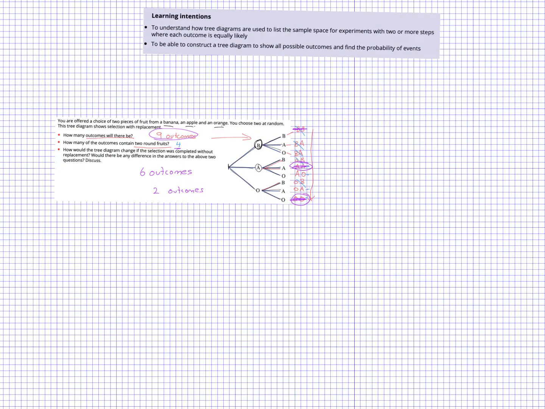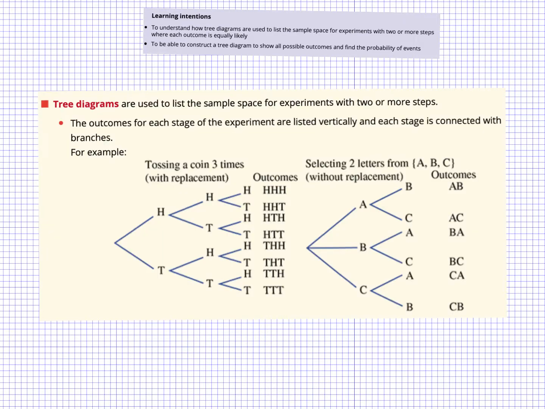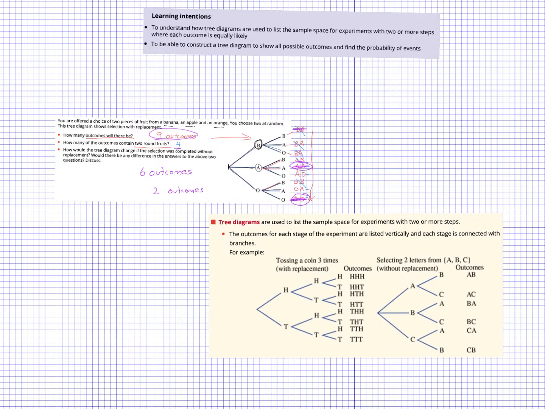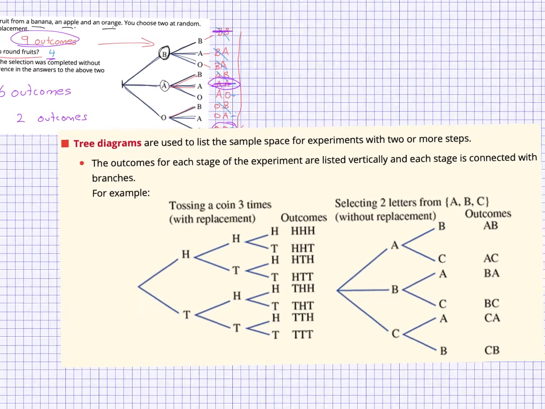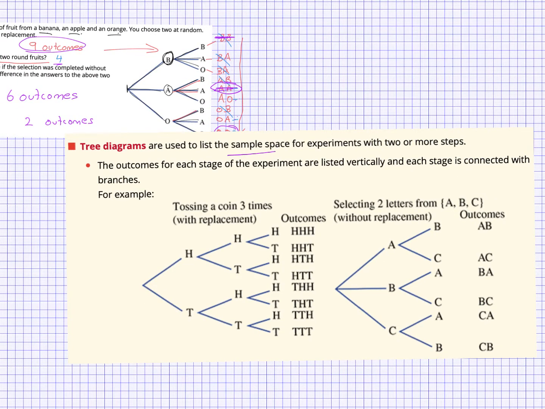So we're going to look now at how to make them. Before we do that, here is an overview of the key ideas in them. All right, so we've got here, tree diagrams are used to list the sample space. So you saw the sample space being down the final column here, all possible outcomes. The outcomes are listed vertically, and each stage is connected with branches. So the branches are these blue lines, and they go across. The outcomes go down.